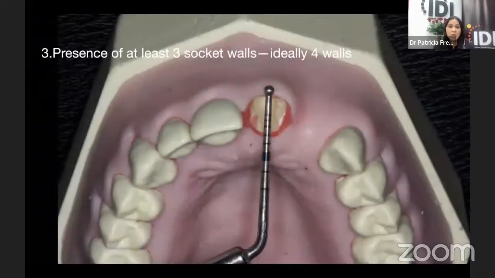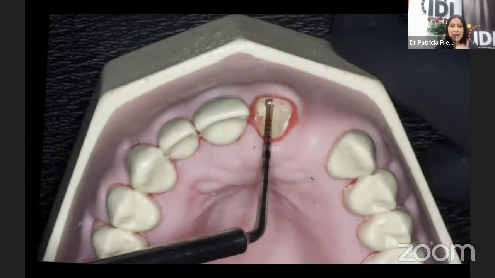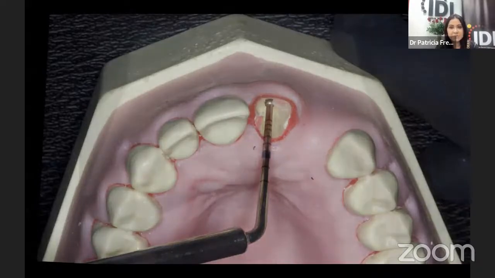Now that we have our alveolus, we have to determine if we have the presence of at least 3 socket walls. The ideal situation would be to preserve all 4 of them, but most of the time we have already lost some because of an infection or a fracture. In another situation, maybe we can have the presence of the buccal bone. How can we prove if we have that buccal bone? That is very important for us. We can use this probe that comes in our implant kit. This is a depth probe. We can introduce it and, very, very gently, try to feel if we have the presence of that very important buccal bone.